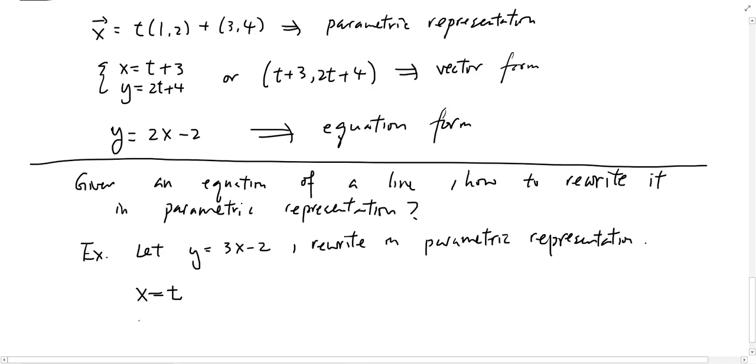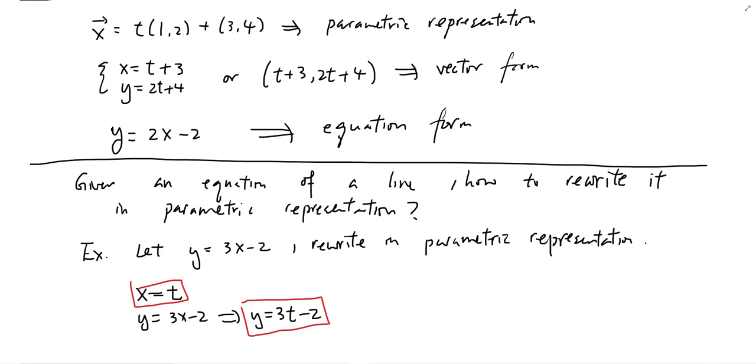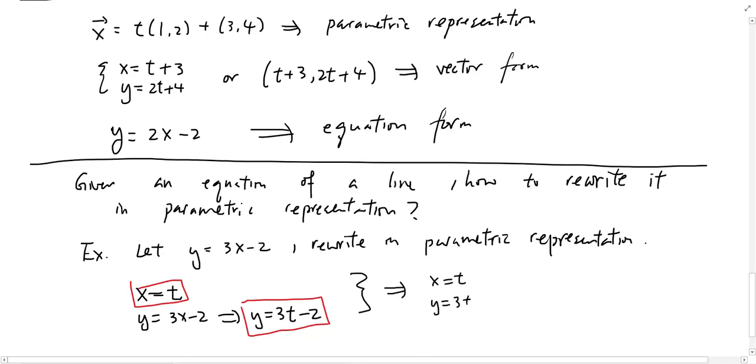If I do that, then y, which is 3x minus 2, just turns into y equals 3t minus 2. And guess what? We accomplished what we wanted to do. We have x in terms of t and y in terms of t. That's what we need to form a parametric representation. So now what we have is x equals t, y equals 3t minus 2, or in vector form, t, 3t minus 2.